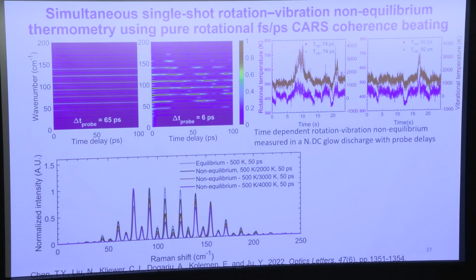Here Tim Chen, a graduate student, did this work, and basically by using this modeling of the beating, you can measure the rotational temperature and vibrational temperature at the same time. This will dramatically simplify the diagnostics. You are just using one femtosecond laser. You don't even need to buy a picosecond laser, and you can use this beating to extract the vibrational and rotational temperature. So it dramatically simplifies the system.